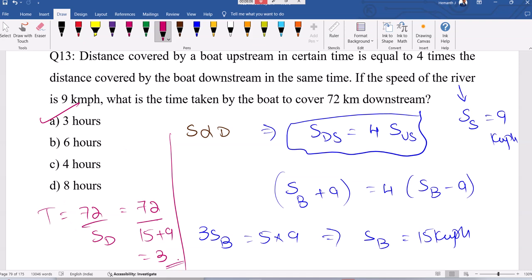So what is the time taken to cover that 72 kilometers? In downstream it is 3 hours. In upstream, it will be taking 12 hours because speed of boat minus speed of stream will come. Now see that, speed and distance are directly proportional.